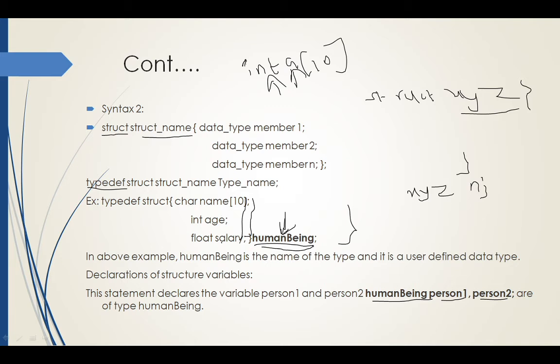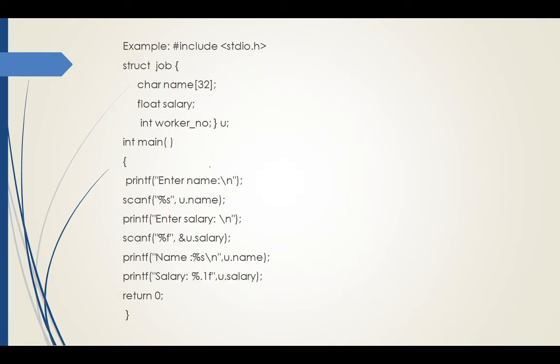These three different values, that is character, int and float. One example you can see: struct job. Struct is a keyword and the name of the structure is job here. What are the structure members here? Name, the person name, salary and work number are the members of the structure.